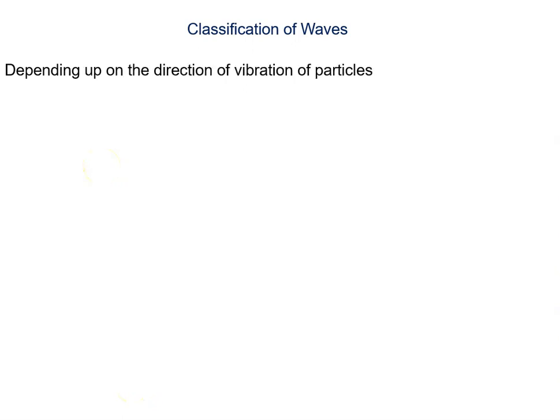Now we will divide the wave in two categories depending upon the direction of vibration of particles. It is divided in two categories. One is a transverse wave, another is a longitudinal wave. Transverse wave. If we say this is the direction of the propagation of the energy, and if medium particles are vibrating like this, it means both are perpendicular to each other. This is the vibration of the particle of the medium, and this is the direction of the wave propagation. Then we will say it is known as the transverse wave.